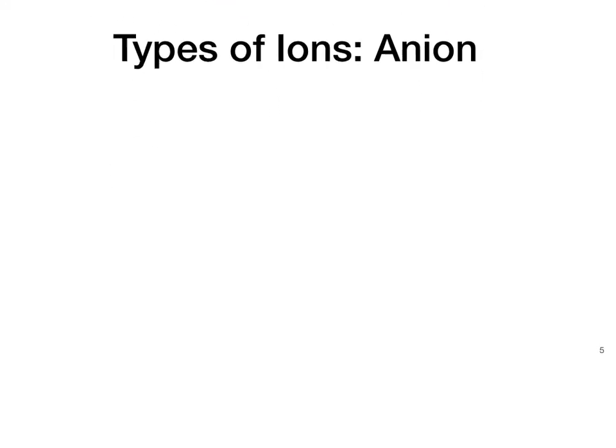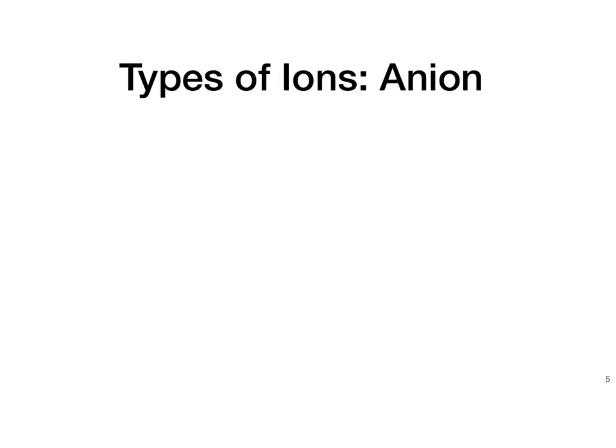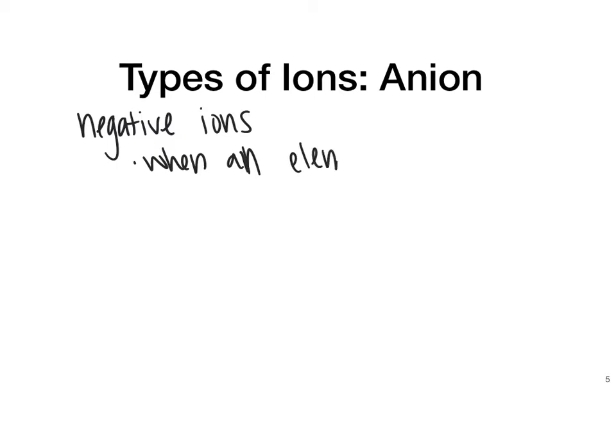It turns out that there are 2 types of ions. These are the anions. Anions are going to be negative ions. A negative ion is created when an element acquires an extra electron.